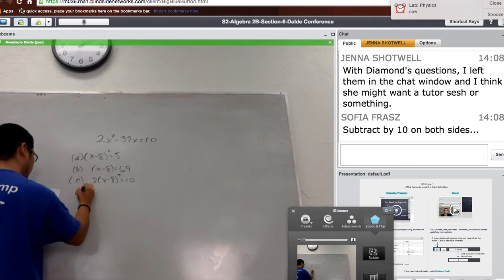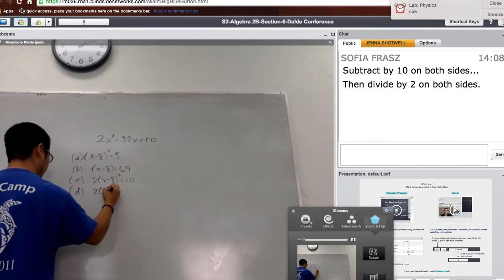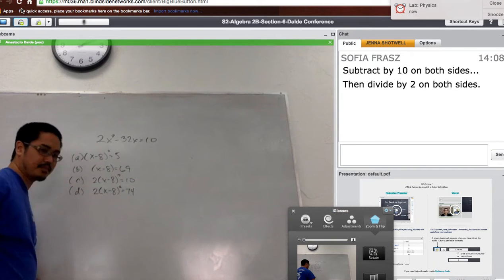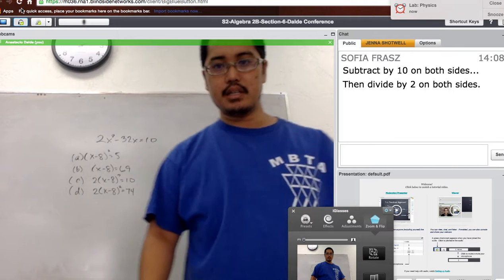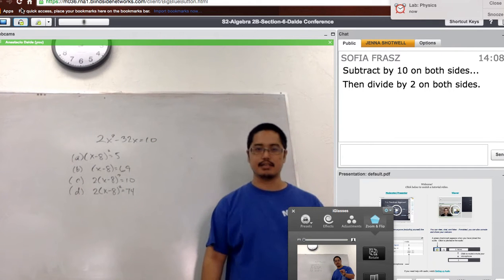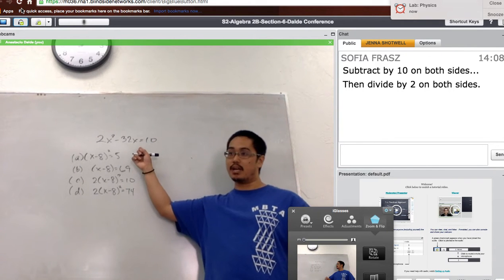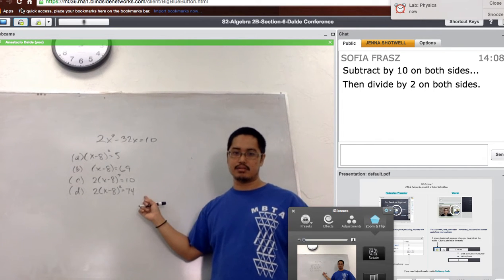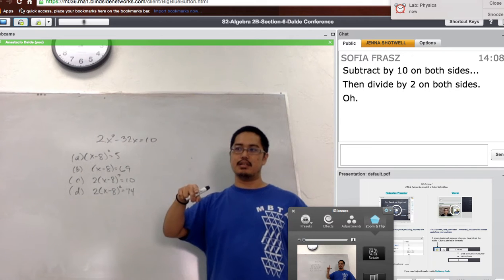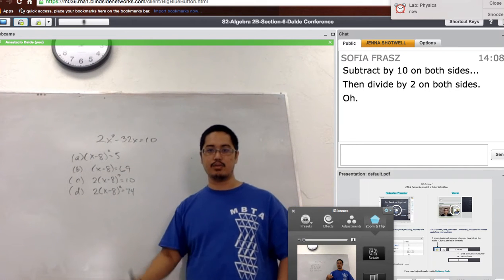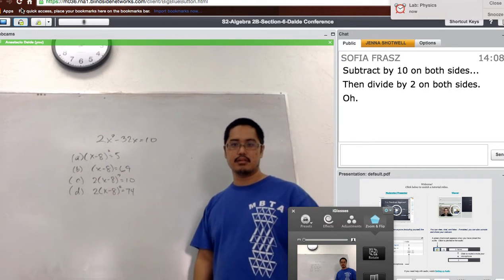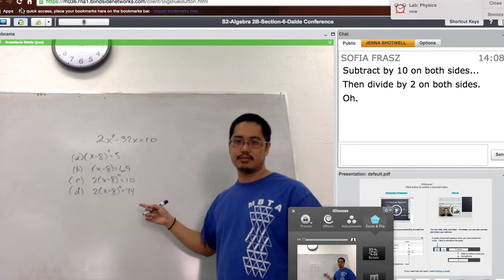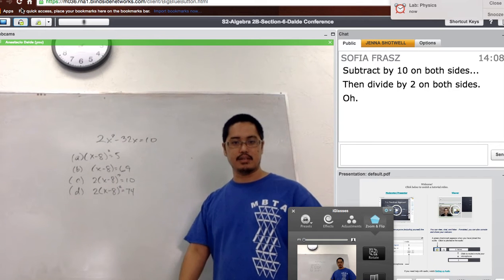From the test. What the question is asking is to complete the square, and you'll get one of these answers. Which one of these is the answer? You complete the square and you'll get one of these answers. Which one is it?